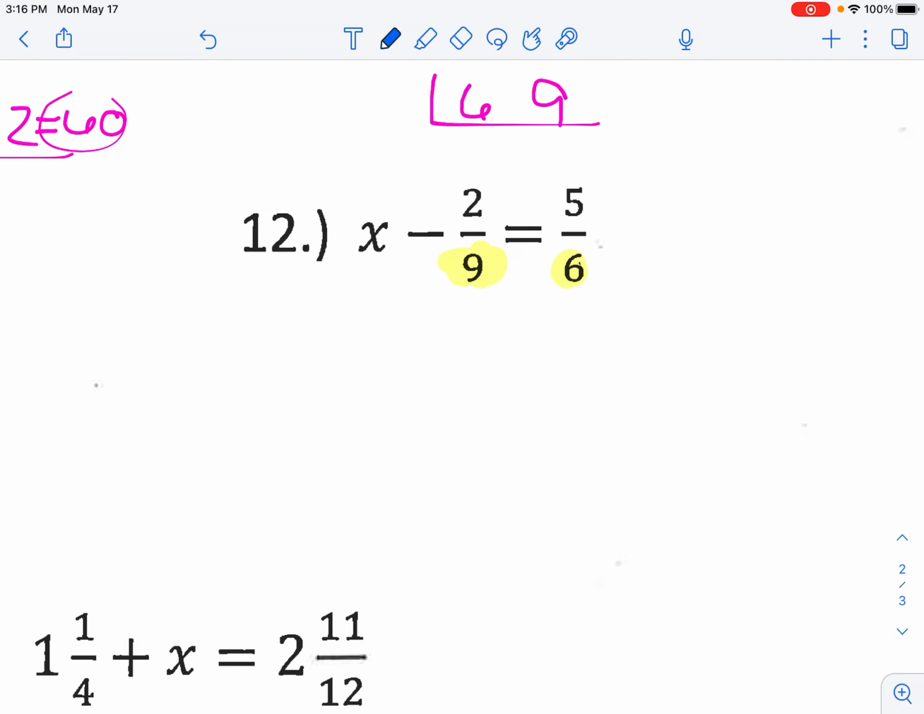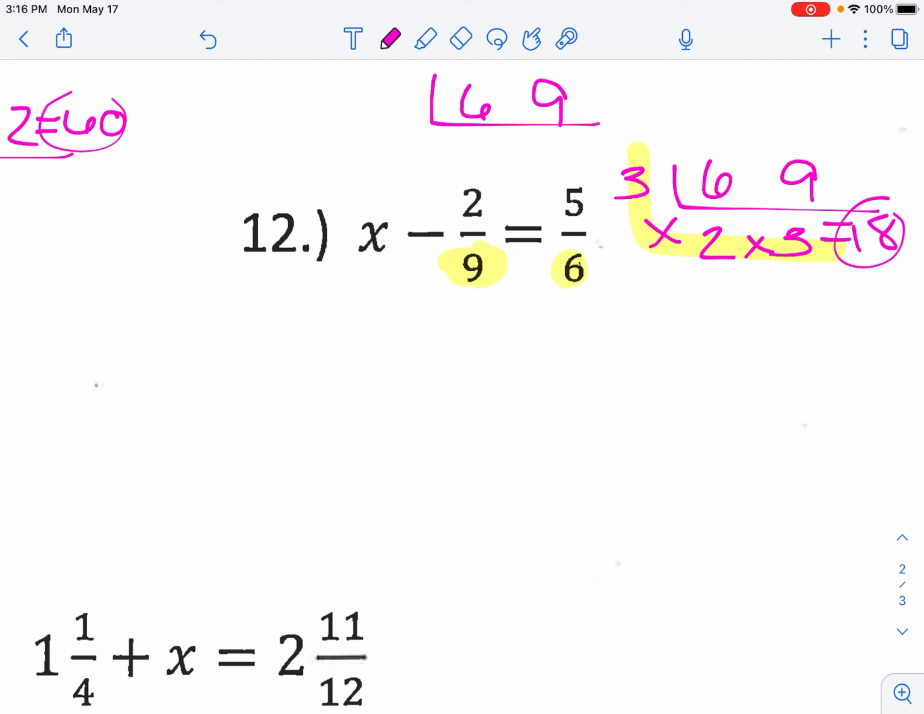All right, last one. So, oops, already had a division ladder. So for 6 and 9, we're going to divide by 3. Highlight your L. Multiply. 3 times 2 is 6, and 6 times 3 is 18. So we're going to rewrite this equation using 18 as our denominator. So x minus, I have to change both of those denominators to 18. So 9 times 2 is 18, and 2 times 2 is 4. 6 times 3 is 18, and 5 times 3 is 15.